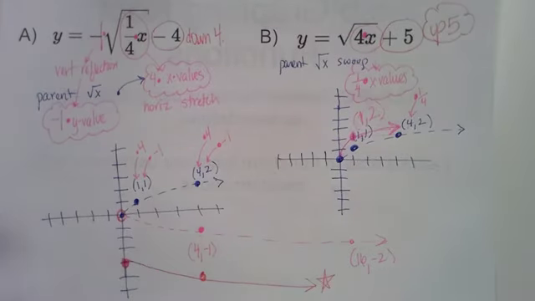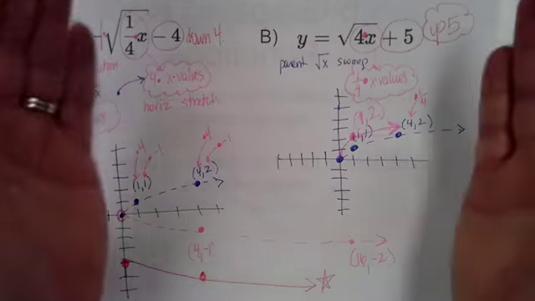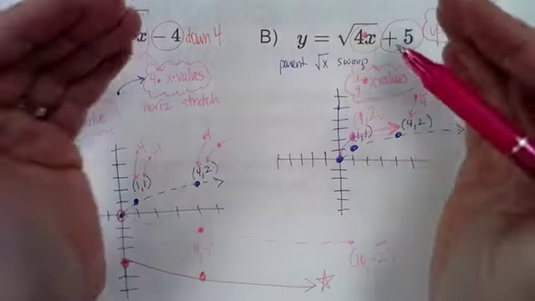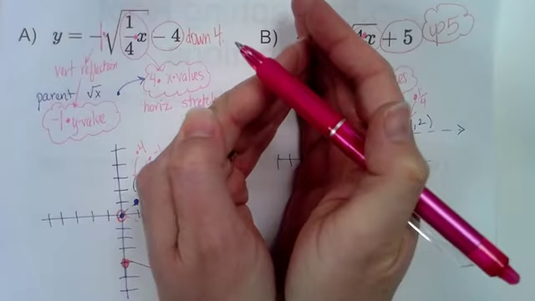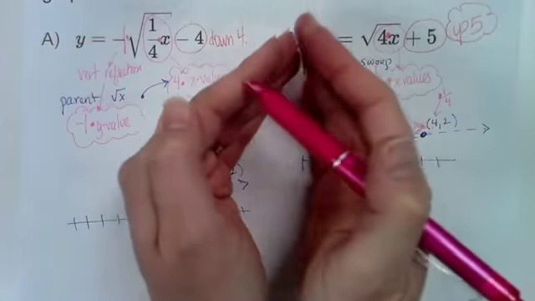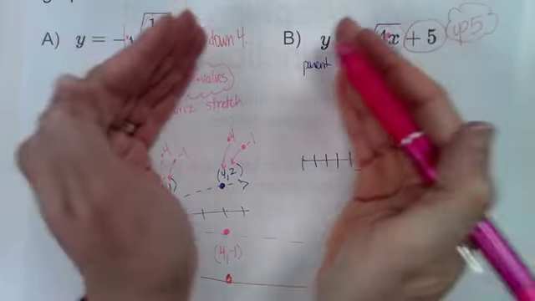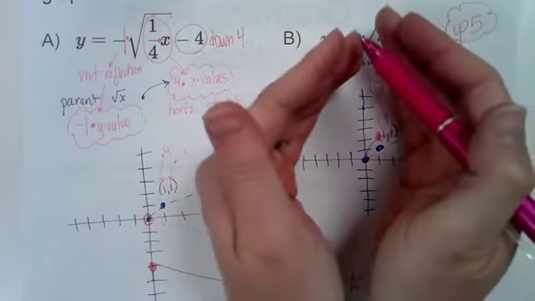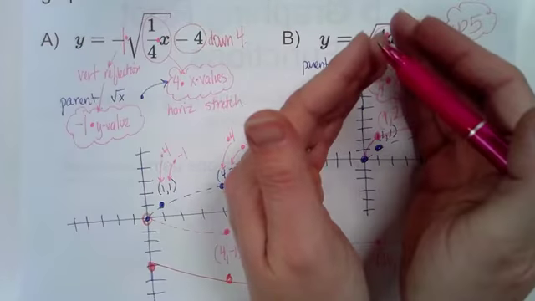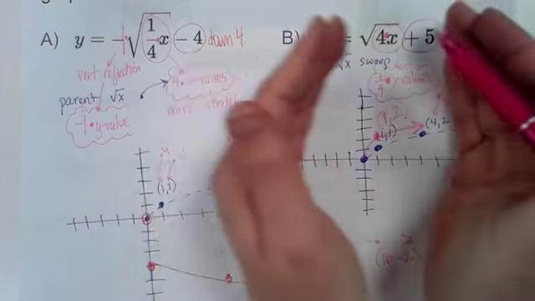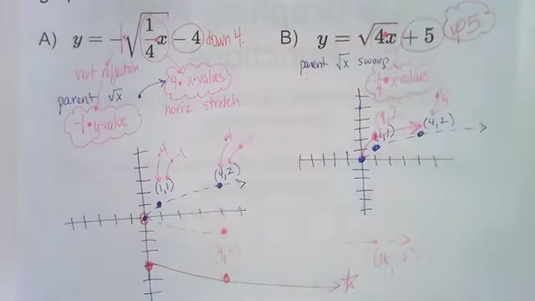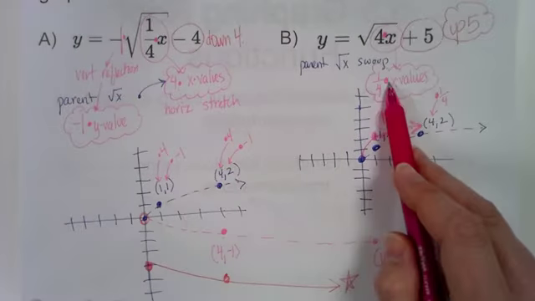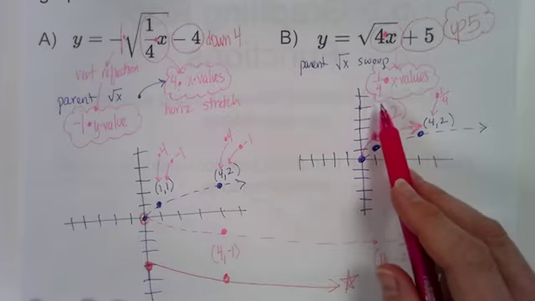What would you call that? Shrink, yeah. It is a horizontal shrink. I also like the name horizontal compression, like a spring, okay? It's being compressed back towards the y-axis. It's just smushing, compressing. So this is called a horizontal shrink or horizontal compression.